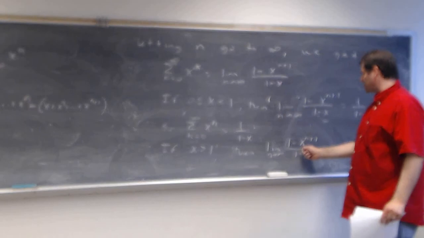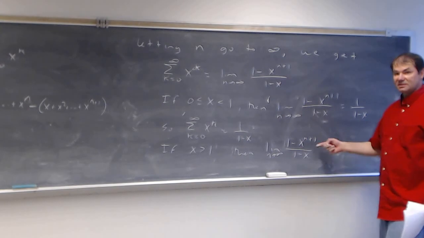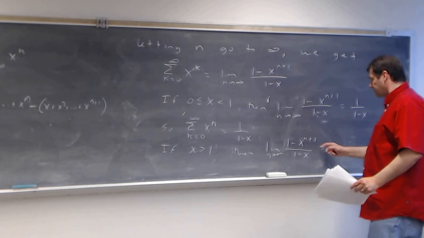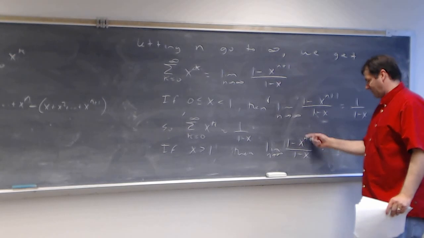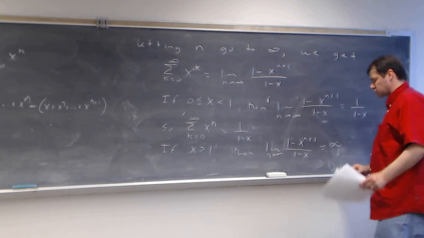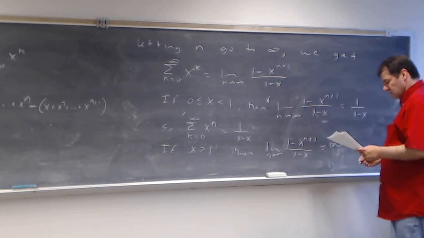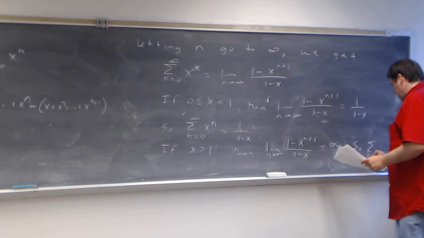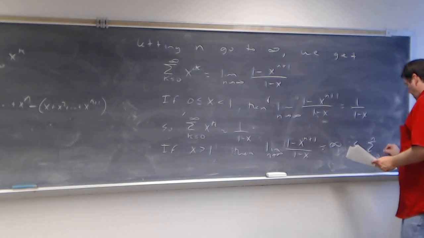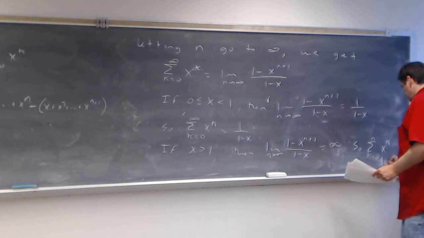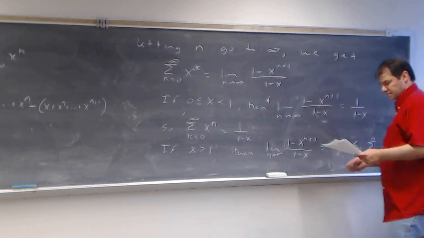Well, if you stick in numbers that are bigger than 1 and start raising them to higher and higher powers, that goes off to infinity. And so this is going to be a 1 minus a huge number, so that's negative numbers. You're going to get this going towards infinity. So in this case, this sum, as k runs from 0 to n of x to the k, diverges.